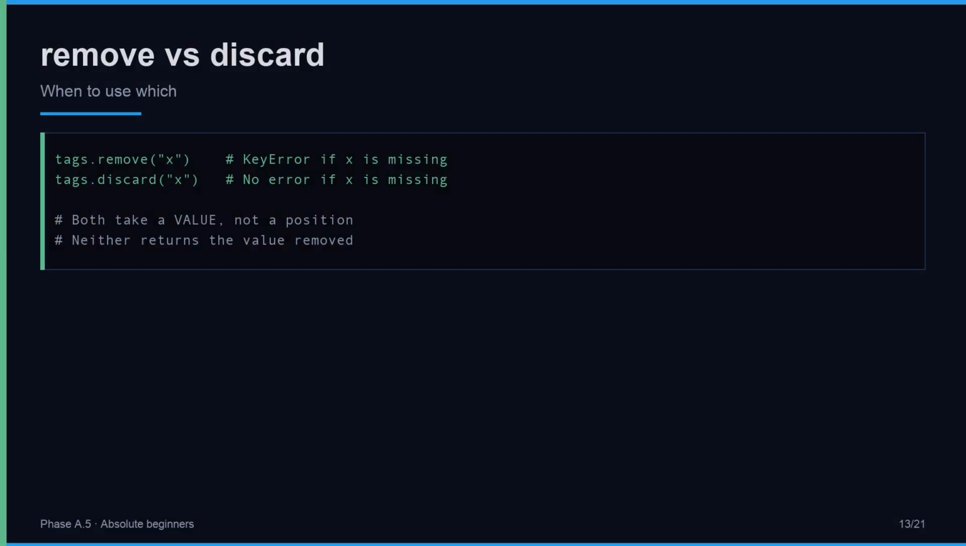Safe removal. Let us lock the difference. Remove raises KeyError if the value is missing. Discard never raises. Both take a value, not a position. Sets have no positions anyway. Neither method returns what was removed, they just modify the set in place. A simple rule for everyday code: when in doubt, reach for discard. Reserve remove for moments when a missing value means something has gone wrong and you want to know. Both are correct. They differ only in strictness.